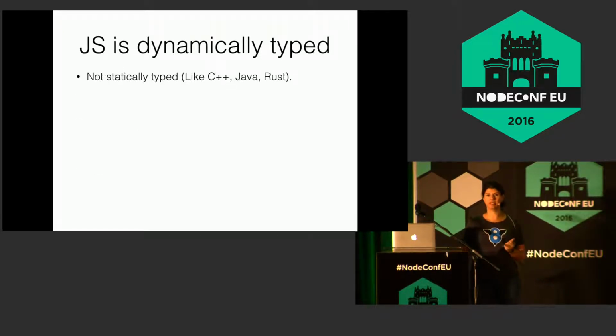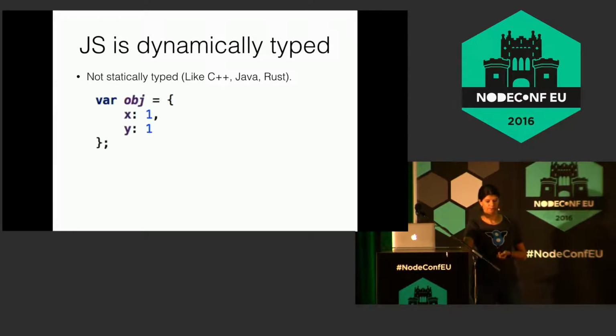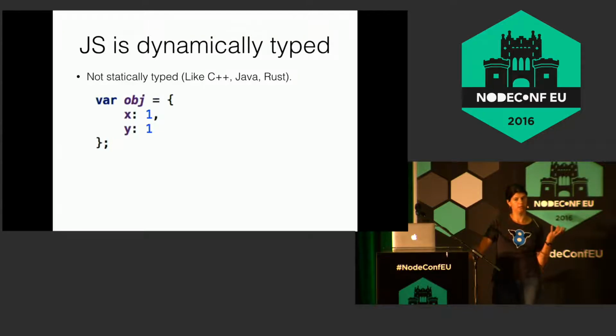JavaScript is dynamically typed. It's not statically typed like languages like C++ or Java or Rust. The types of your variables can change all the time dynamically. So by types, I mean things like, is a variable an integer or a float or a string? But I also mean what class or what structure do the objects have.